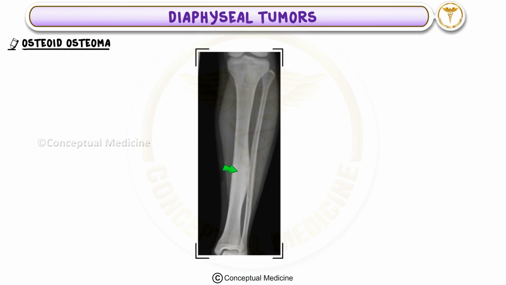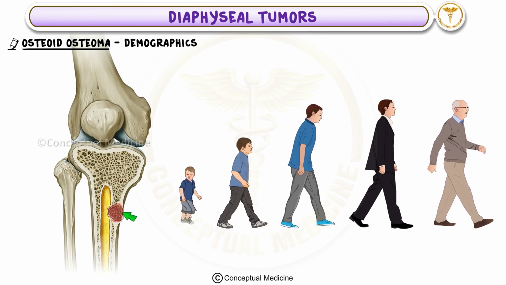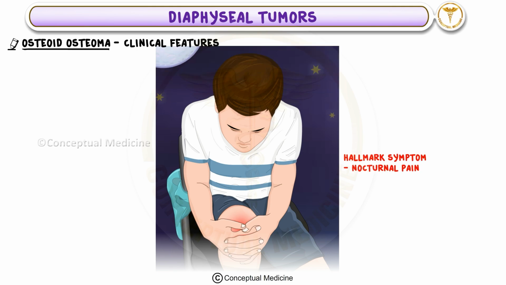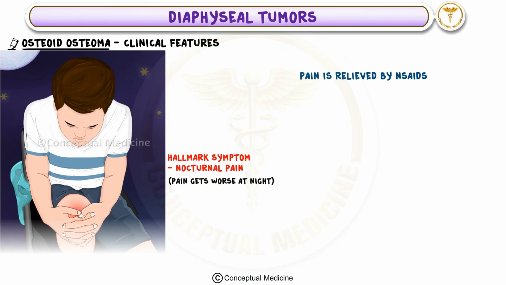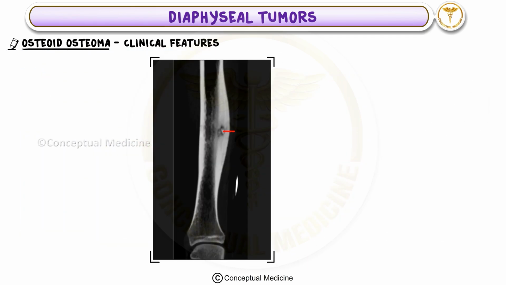Osteoid osteoma. Demographics. It can occur at any age, but it's most commonly diagnosed in young adults and adolescents. Clinical features. One hallmark symptom of osteoid osteoma is nocturnal pain, meaning the pain gets worse at night. Pain is relieved by NSAIDs, such as aspirin or ibuprofen. This happens because the tumor releases prostaglandins from its central core, known as the nidus.